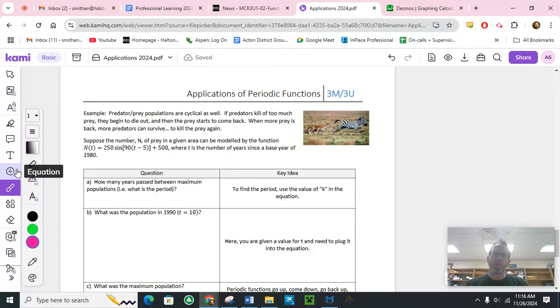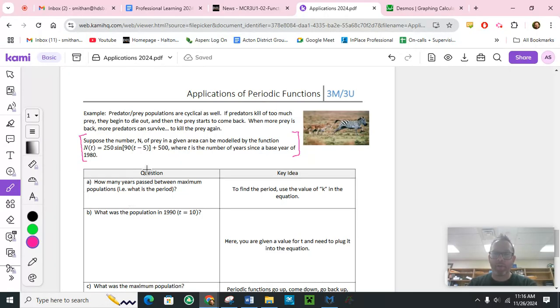So the first thing that we should be able to do, given an equation, and this equation models the number of prey in an area. This usually fluctuates because as predators are introduced, they kill off the prey. But when there's not enough prey, the predators kind of die out, so the prey comes back. But then when there's a lot of prey, the predators can now have lots to eat, and then their population grows while the prey gets killed off, and it's kind of cyclical like that. So in our situation, we have a model that models the number of prey in terms of the year since 1980.